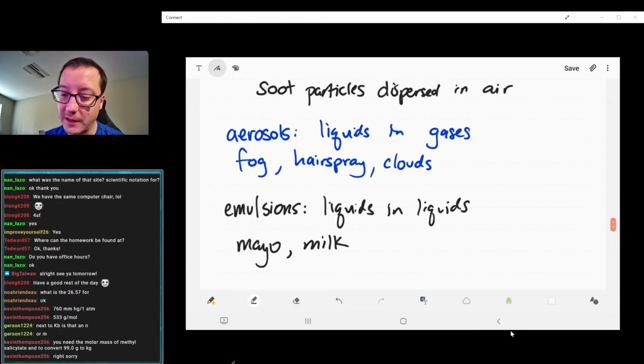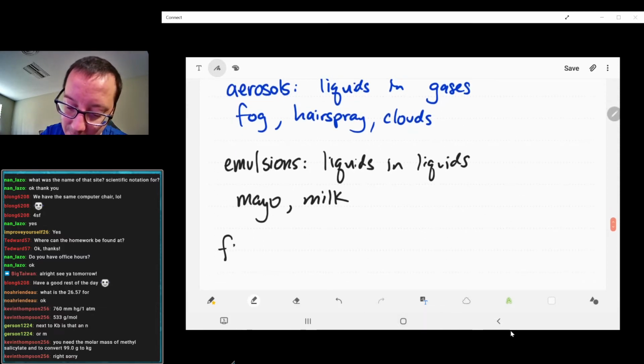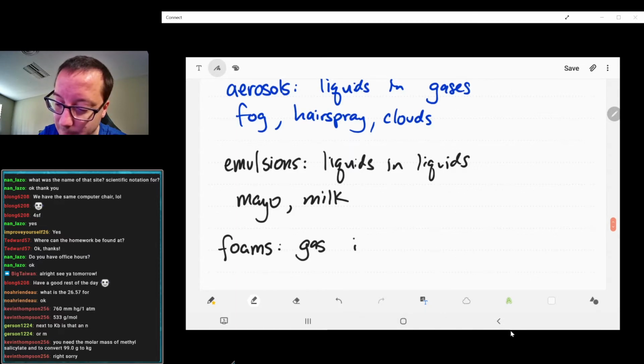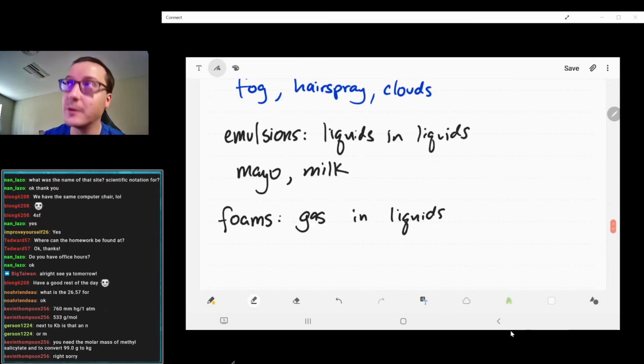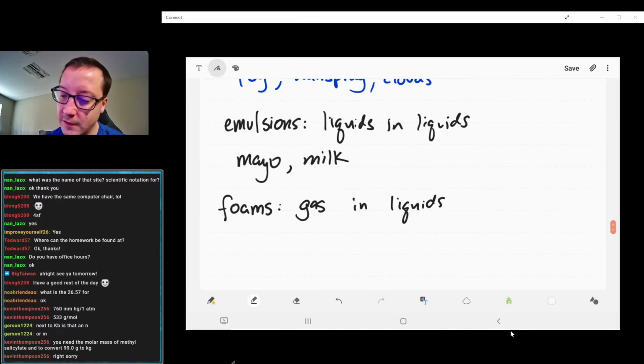Foams would also be an example of... actually, those are going to be gases and liquids instead. I mean, these are just examples. Those would be gases in liquid. That would be like shaving cream. You know what foams are. Let's see, what other fun ones do we have? We have gas and solids as well.